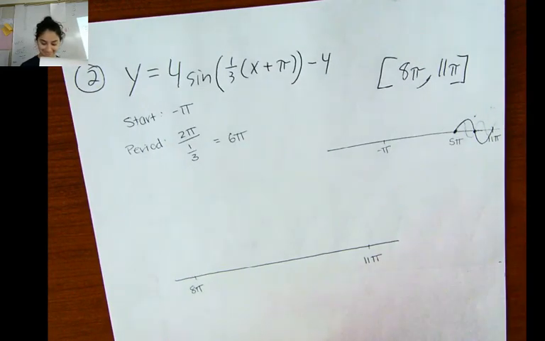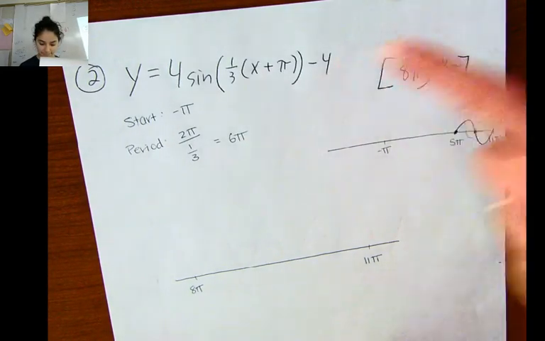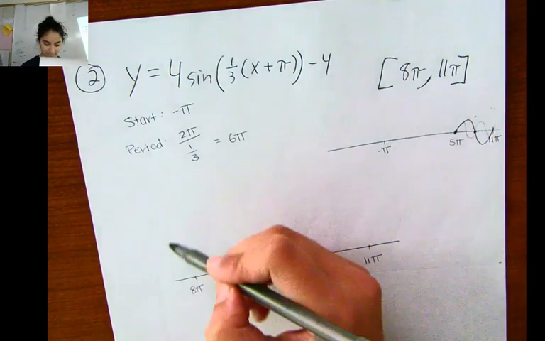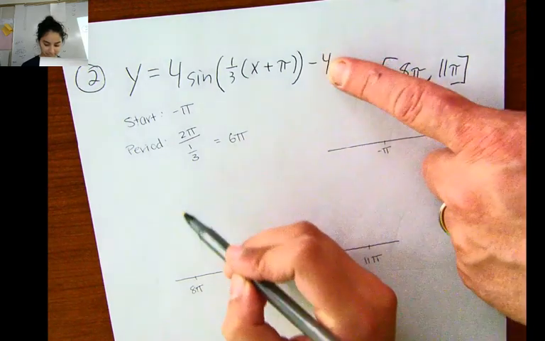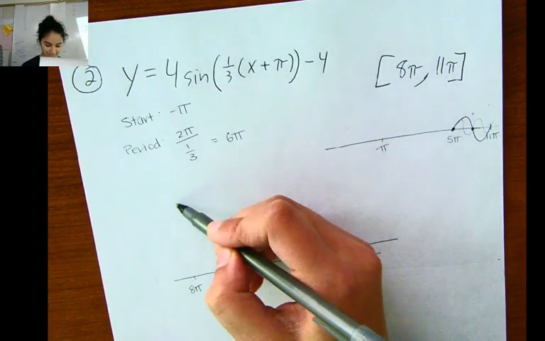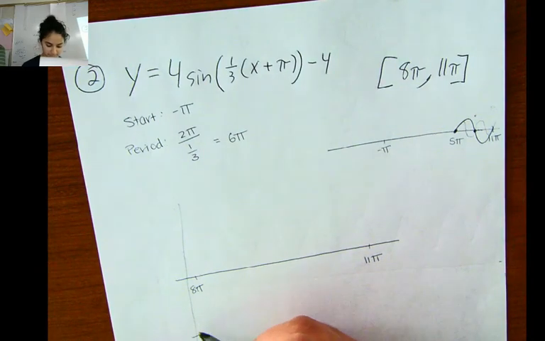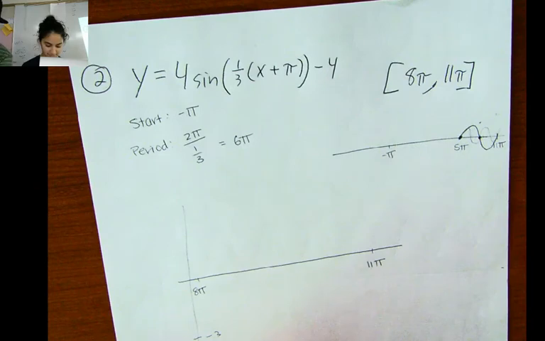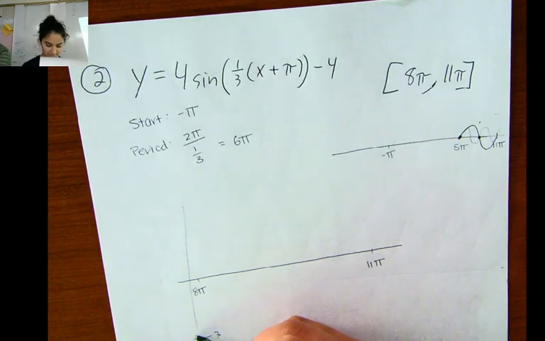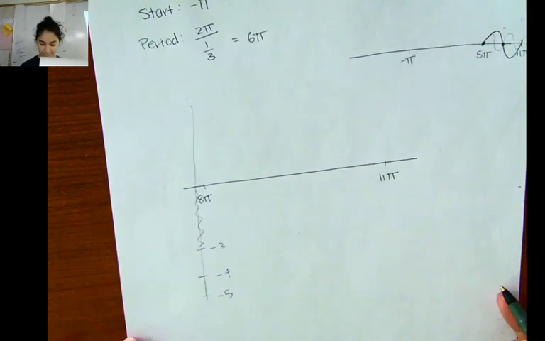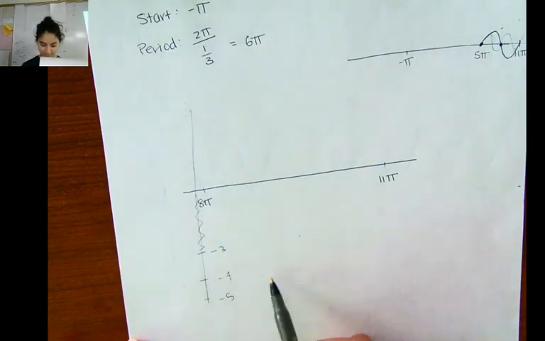Okay, so do you have an idea what this graph's going to look like then? Now don't forget, the next thing we have to worry about is our axis. So where does the axis go? Negative 4. So we put the axis at negative 4.